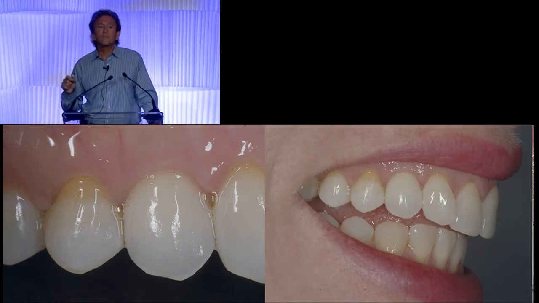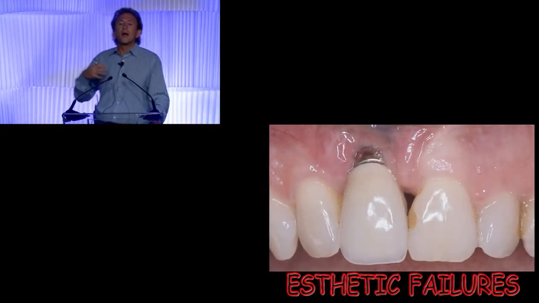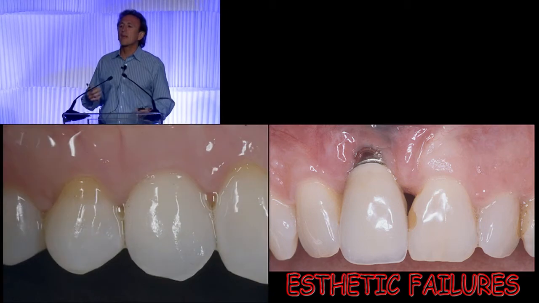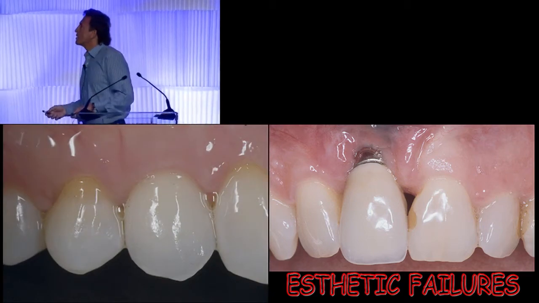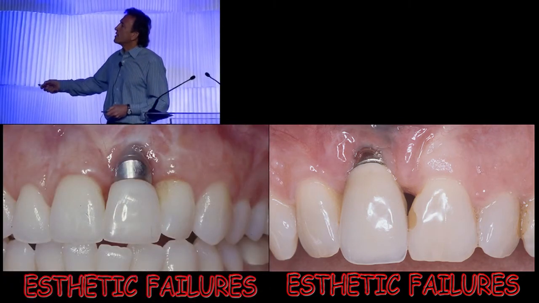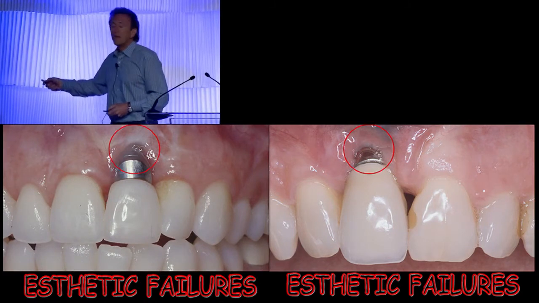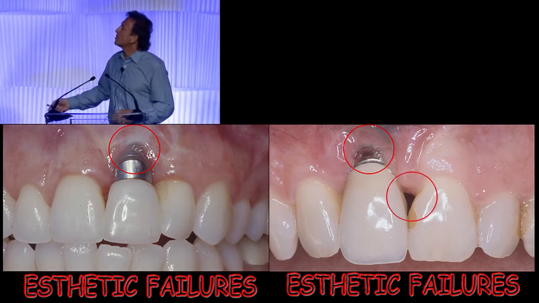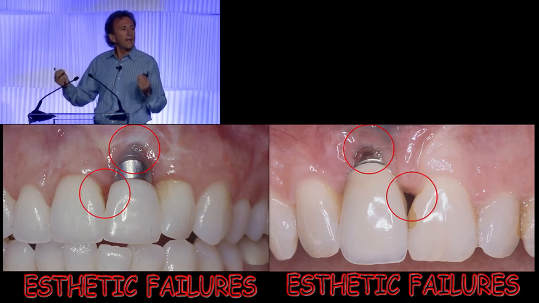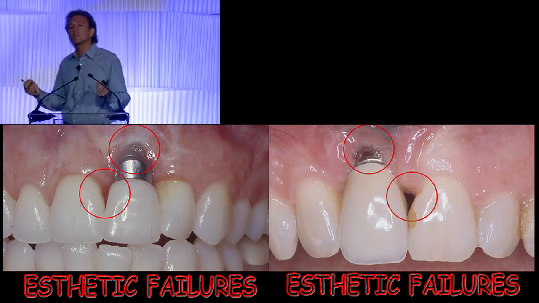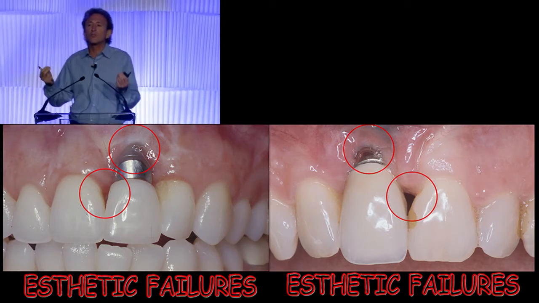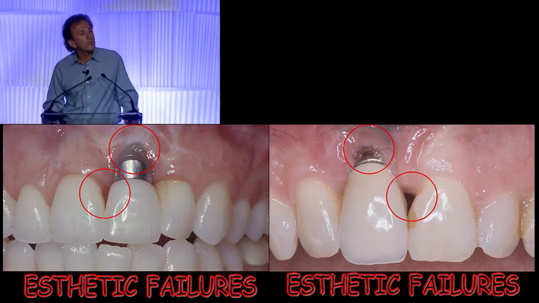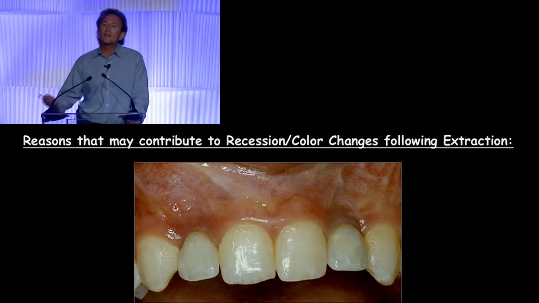But what hasn't really been discussed is also the fact that there are failures as well. And these failures can be looked at less in the generalized term, but we can break it down very specifically: there are labial failures of recession and color changes, as well as interproximal failures. They're not the same. They're not caused by the same factors. And as clinicians, we need to be able to address both of them and factor them into our treatment planning process.